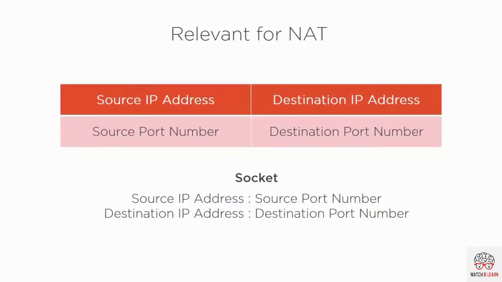What's relevant for NAT here is the source IP address and destination IP address of the packet, and the source and destination port number of the segment. When we put these together, we call them sockets. So we have source IP address : source port number, and destination IP address : destination port number. So the socket is what we're going to be recording and manipulating and working with when we are doing NAT.